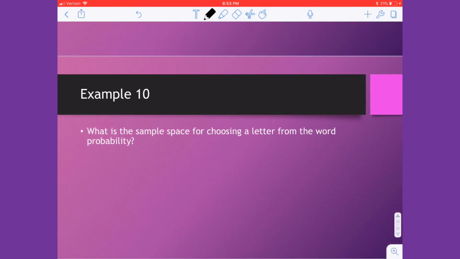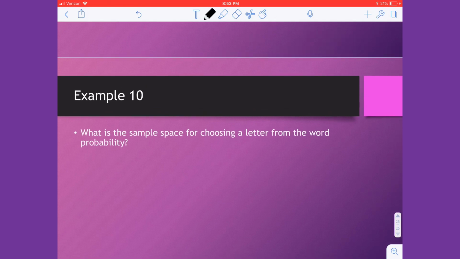What is the sample space for choosing a letter from the word probability? Well, we just talked about that. Our sample space is the letters P, R, O, B, A, I, L, T, and Y.